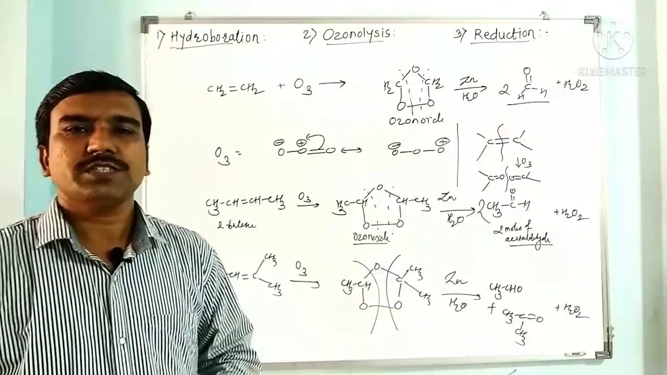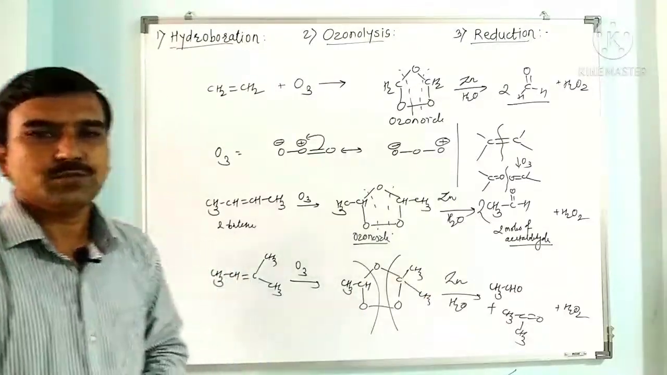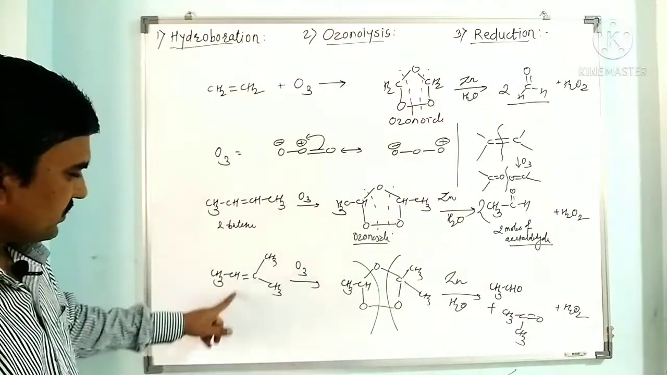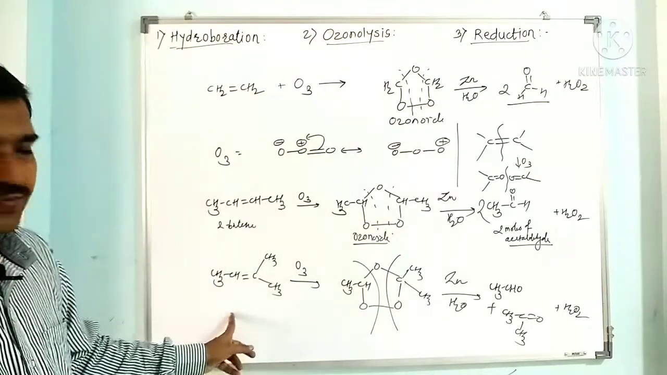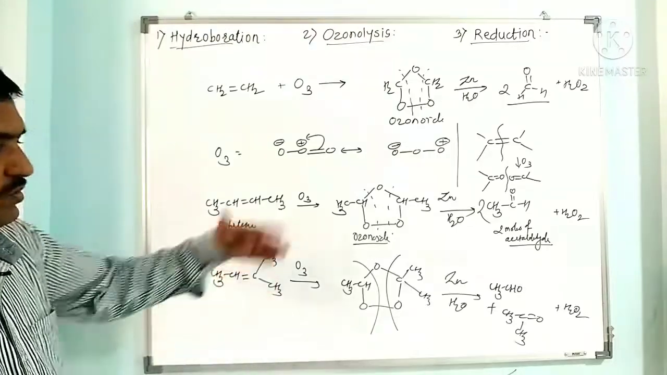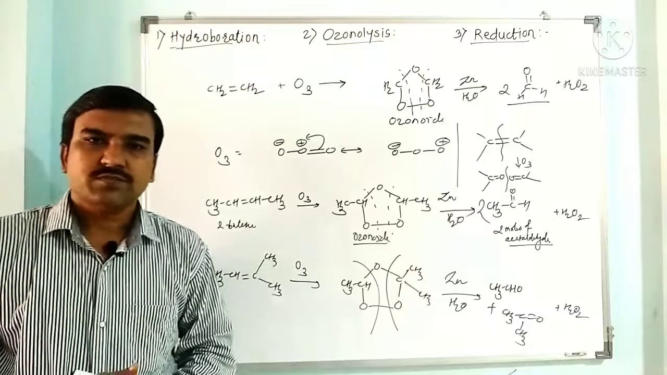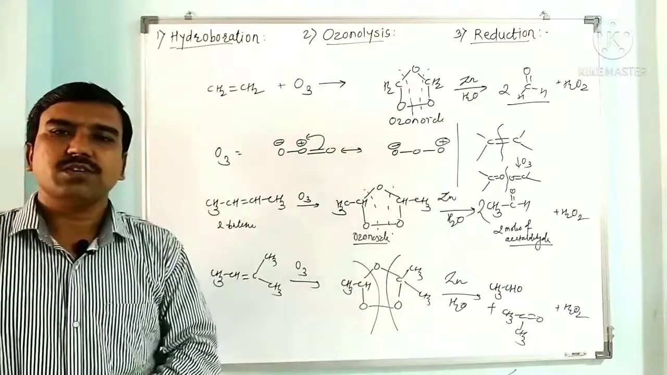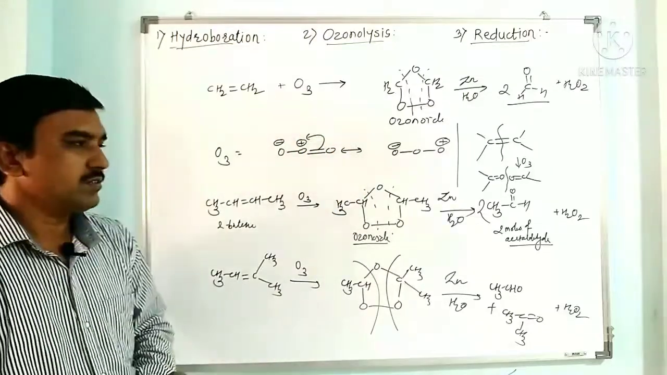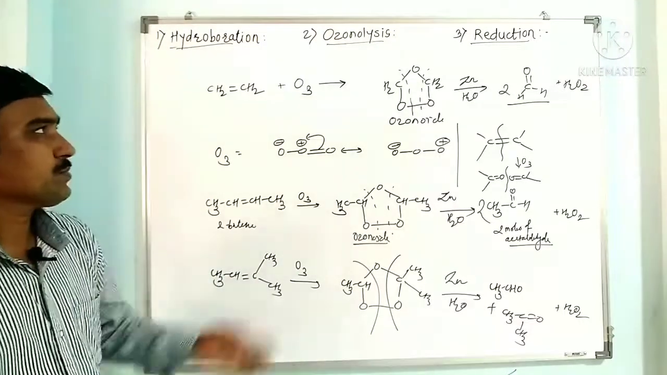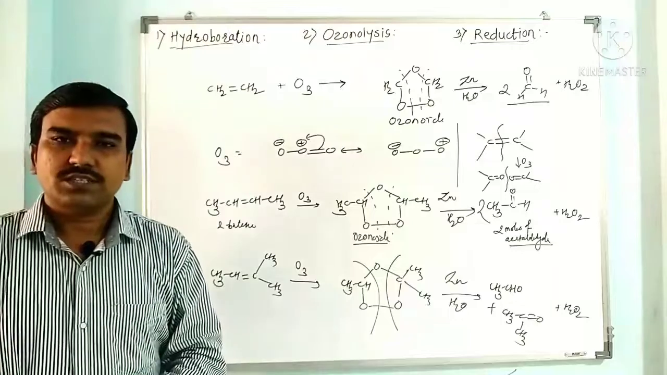If we want 2 moles of acetaldehyde, then we can treat 2-butene. If we want 2 moles of acetone, then we can use 2,3-dimethyl-2-butene. So we can incorporate methyl here, and we get 2 moles of acetone. So whichever carbonyl compound we want, accordingly we can select the particular alkene which undergoes ozonolysis and finally gives carbonyl compounds as a product. So in this way, we have seen the ozonolysis reaction.